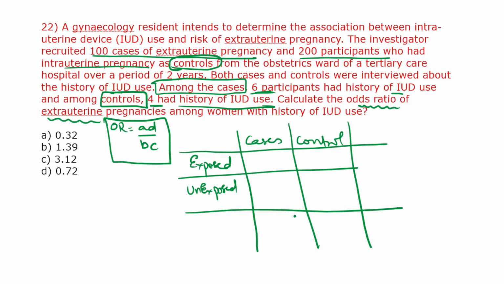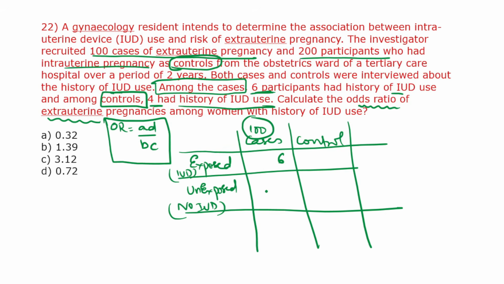Okay. Now, what are the cases? Basically, how many are the cases? These are 100 cases. Out of this, how many were exposed? 6. 6 were exposed to what? IUD, intrauterine device, is the exposure. Not exposed in the sense no IUD, no intrauterine device. So 6 are the exposed cases.